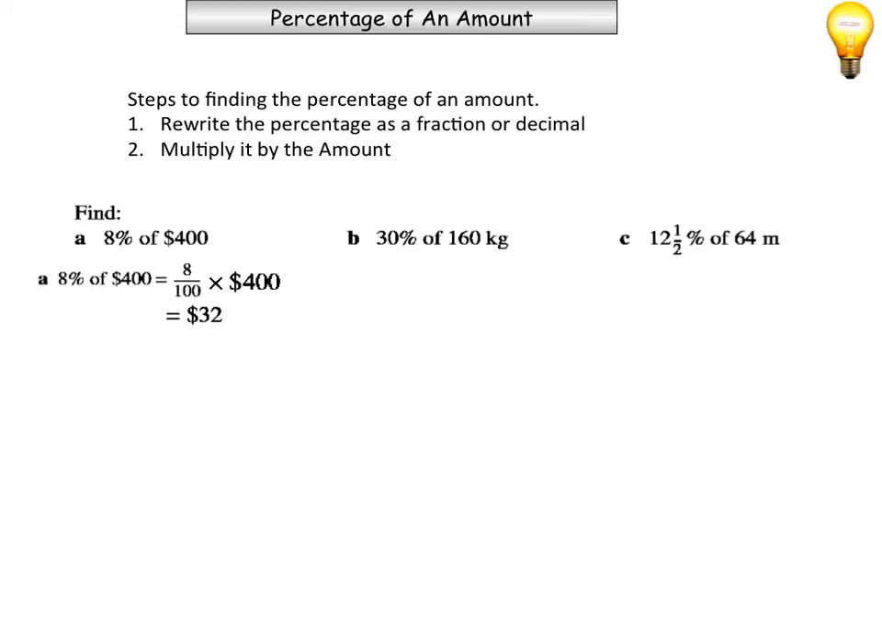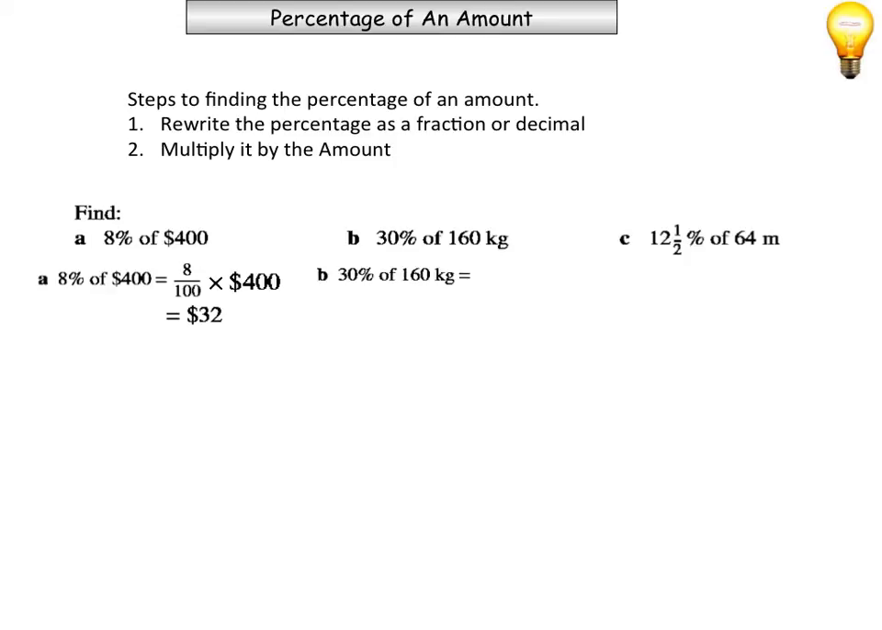Another thing to remember is that because this is 8%, it's less than 100%. 100% of $400 would just be $400. So it's really important to realise that 8% is going to be less than $400. So if your answer ends up so that you have something that is really big, then you know that you've made a mistake.